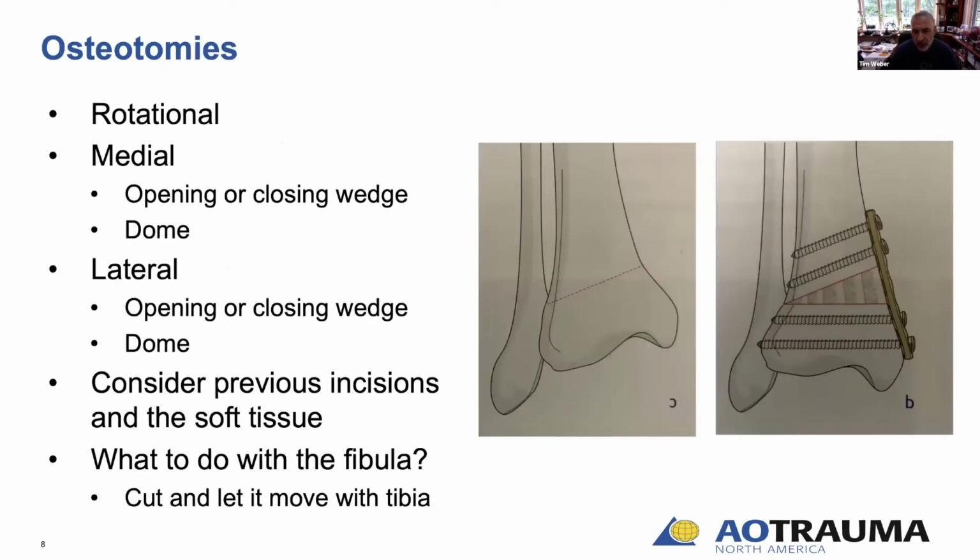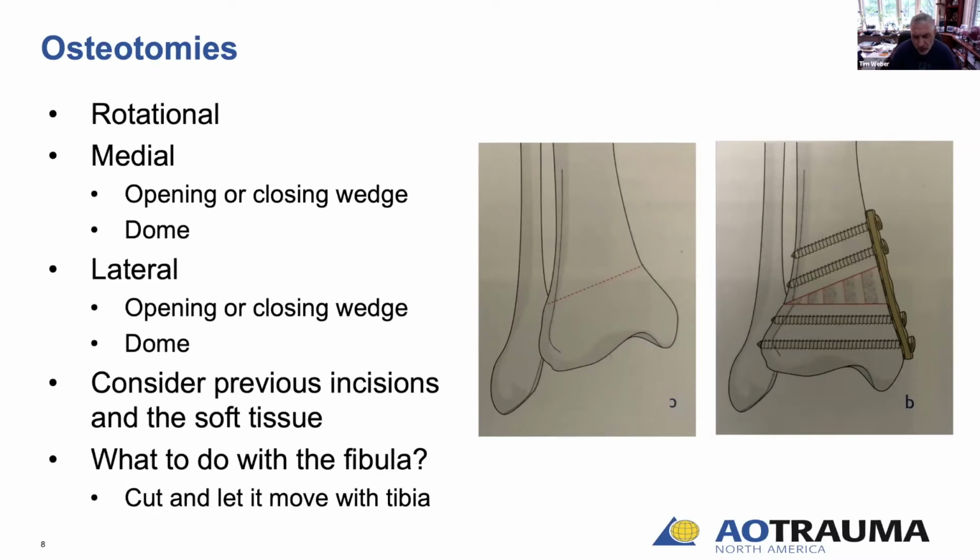The great majority of the time, we're going to be doing our osteotomies on the medial side of the ankle, either an opening or a closing wedge, sometimes a dome, rarely on the lateral side, although there are times where we need to be on the lateral side. The lateral side makes it a little bit more challenging to protect our soft tissues, given that the fibula is there. So it can be a little bit more dangerous, I guess.